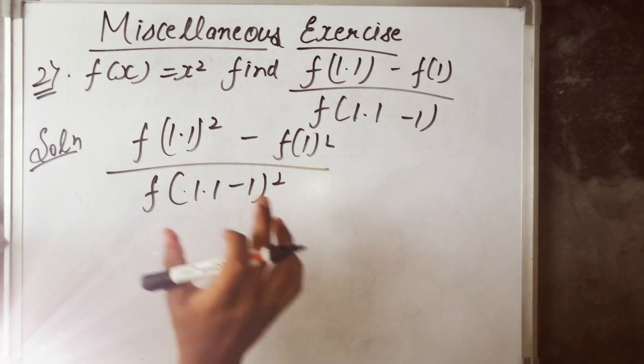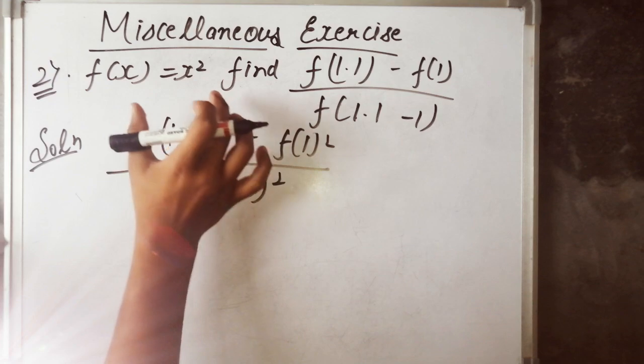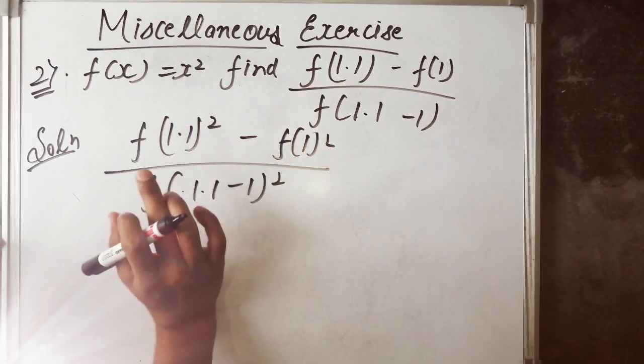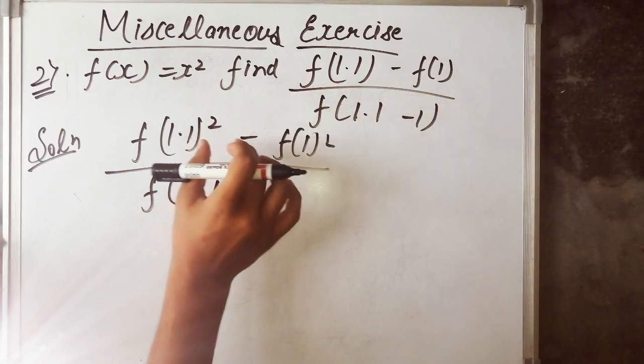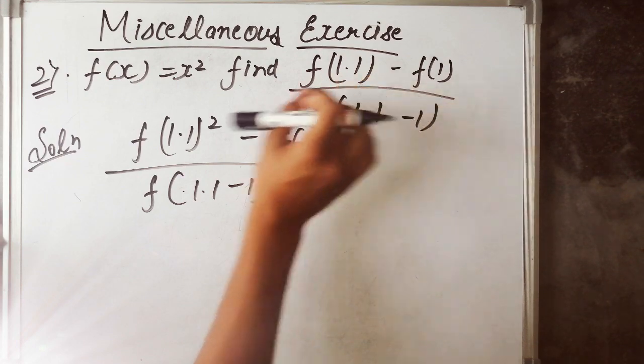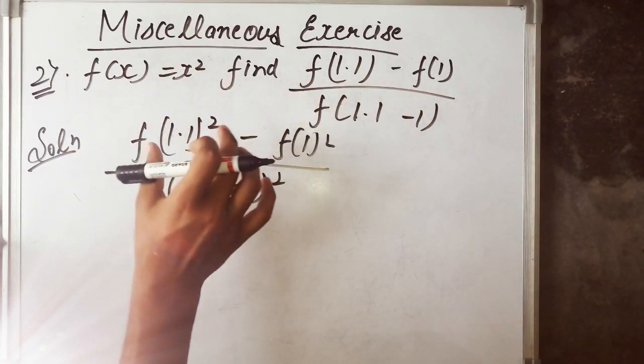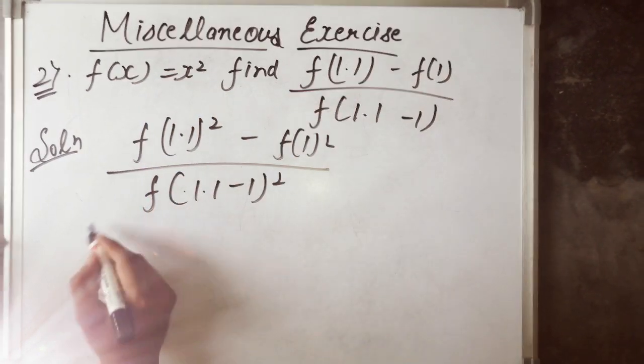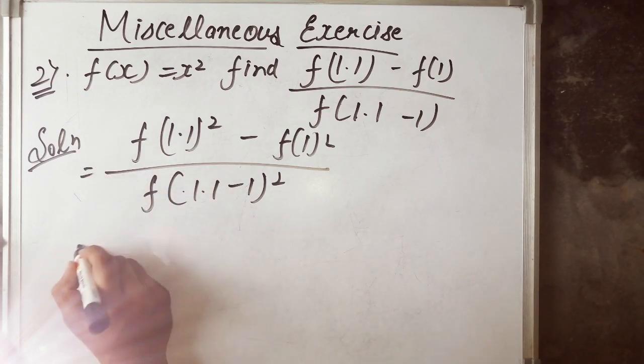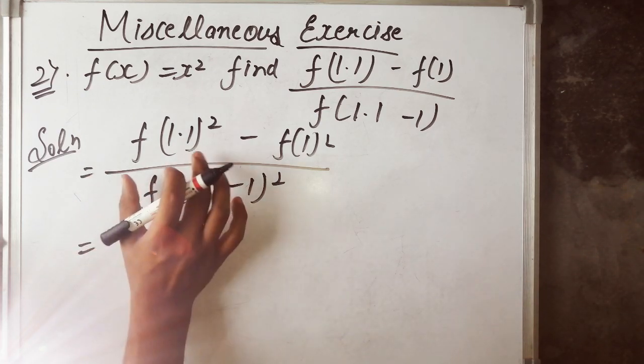Do you know why I took a square here? Because f(x) equals x square is given here, and we have assumed the value of x here. We have assumed this value as x, and the function is applied here as x square. That's why I took f square here. And what is 1.1 square?